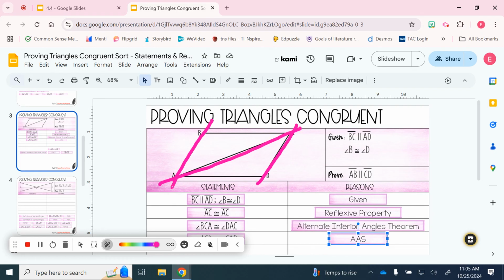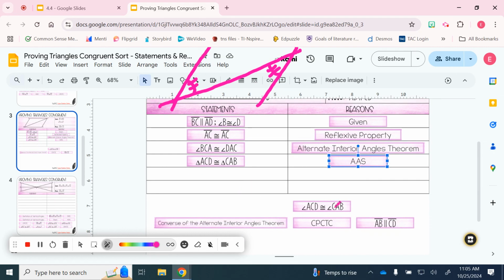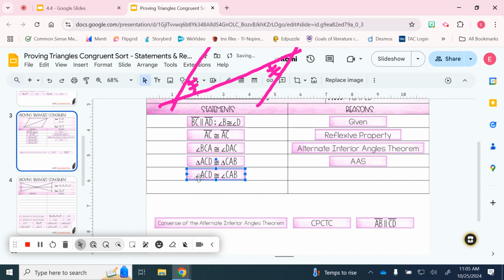In order to do that, I'm going to need additional angles. Okay? So since we have these set up, we are focusing in on this angle congruent to this angle. This is going to be done by CPCTC. So we're going to have ACD congruent to CAB by CPCTC. And this is what CPCTC does. It helps you prove something else within those triangles.